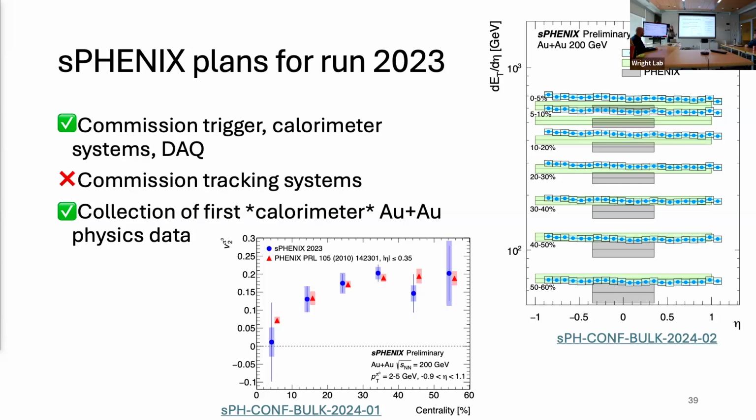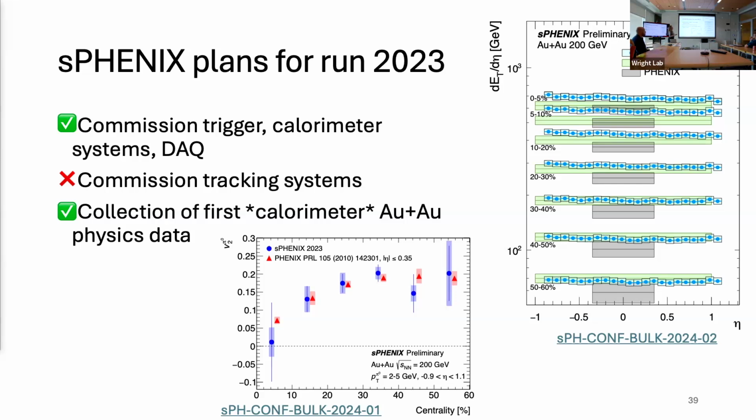Again, this is commissioning data. It really wasn't meant to be physics data, so the uncertainties are a little large because we didn't have a huge amount of data. We also looked at the transverse energy as a function of eta in the calorimetric systems. And so here in the blue points is the sPHENIX result, and then in green is the STAR result, and gray is the PHENIX result. So these agree qualitatively pretty well.